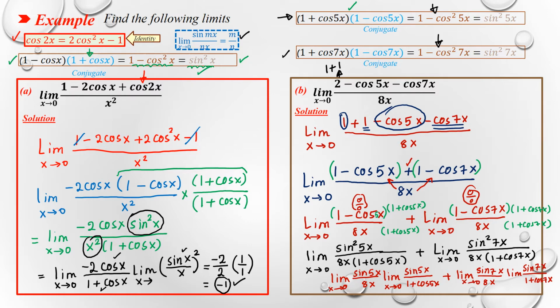Now here for the first limit, we have limit sine 5x over 8x, which is 5 over 8, multiplied by, here you have to use the direct substitution: sine of 0 equals 0 and 1 plus cosine 0 equals 1. So we have 0 over 1. Plus, for the second limit, the first one will be sine 7x over 8x, so the answer is 7 over 8 multiplied by, using direct substitution, sine 0 over 1 plus cosine 0, and you will get 0 over 1. So we have 0 plus 0, which is 0. So the final answer of this limit equals 0.